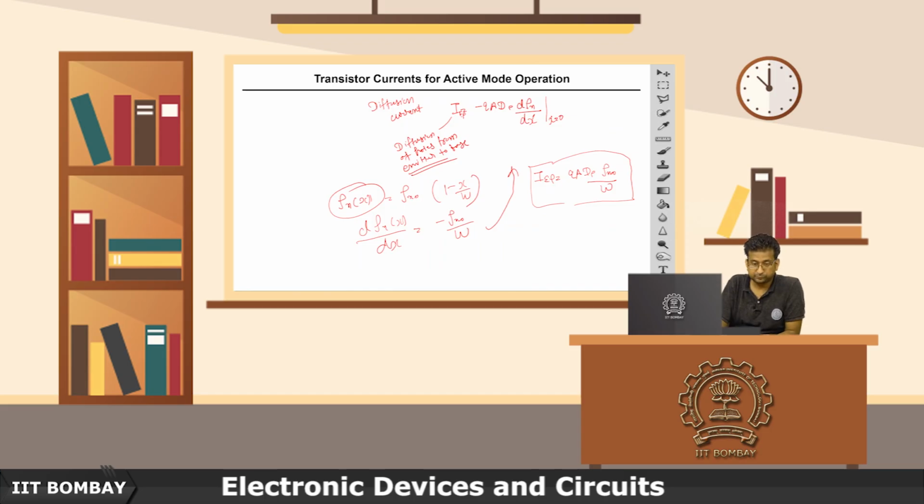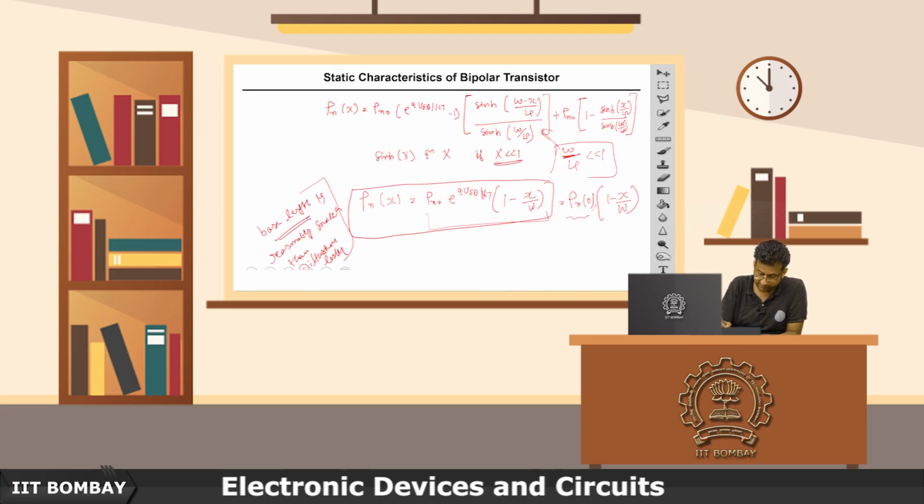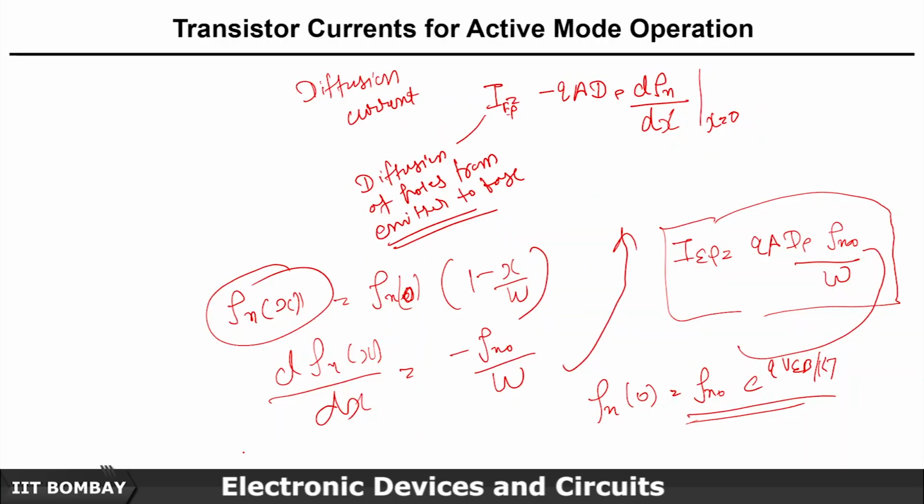Of course, if you want to expand this in terms of Pn0, where the expression is e raised to the power q VEB by KT, you can write IEP equal to q A Dp Pn0 e raised to the power q VEB by KT, divided by W.